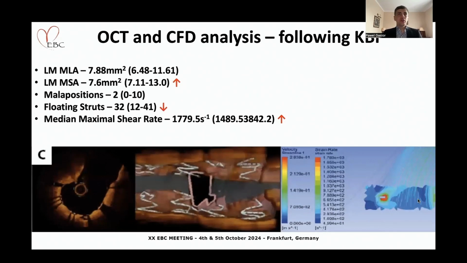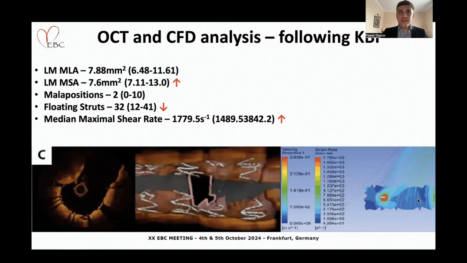Then we performed the rewiring, we did kissing balloon inflation, and we performed another OCT imaging, in which we found that the MSA at the left main stayed basically on the same level, slightly increased. There was no difference in terms of malapposition because they were really low after the first POT. However, we found a 25% decrease in the number of floating struts. And we found a further increase of median maximal shear rate up to 1,779, so over a threefold increase from the baseline.